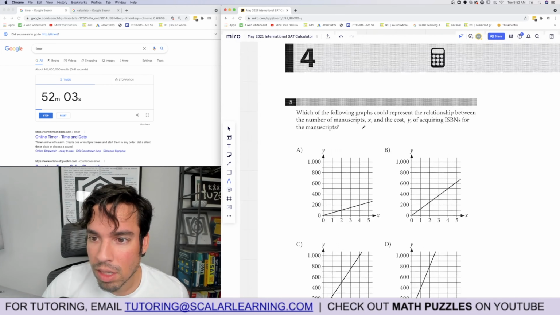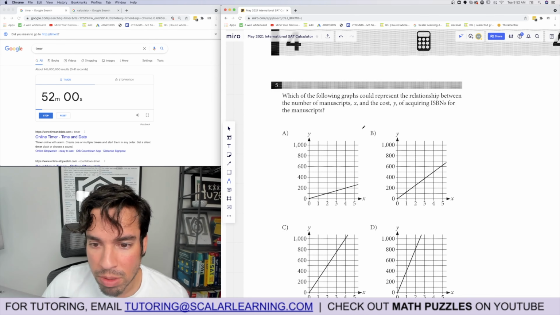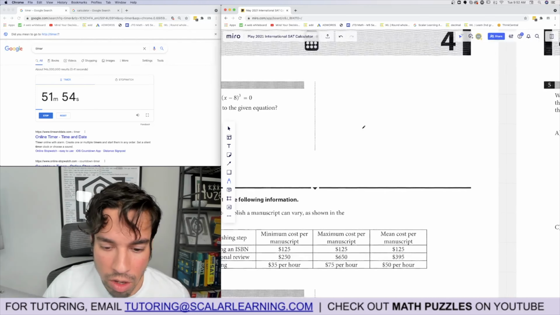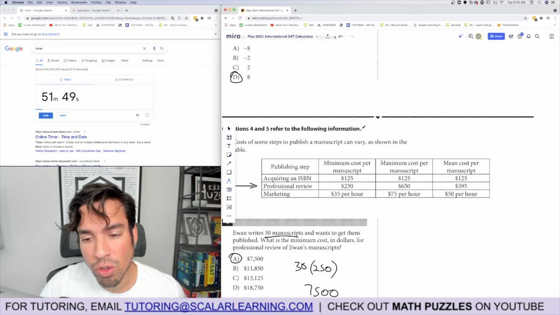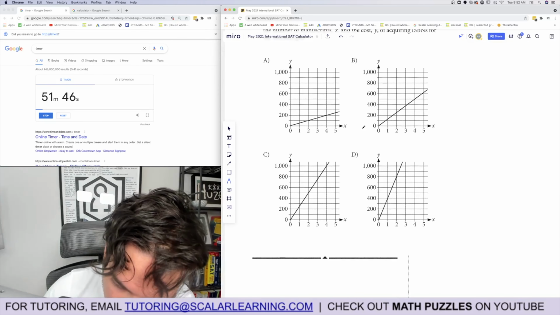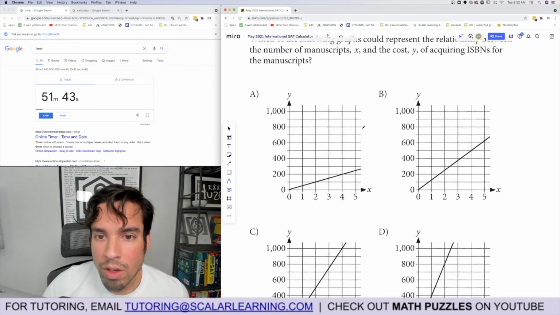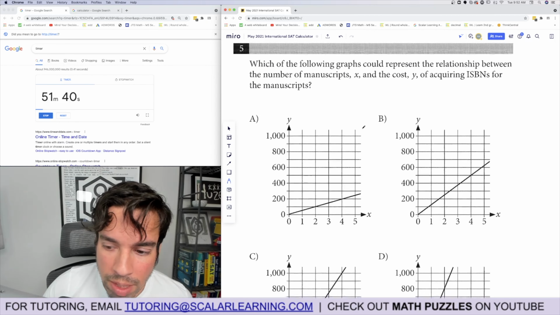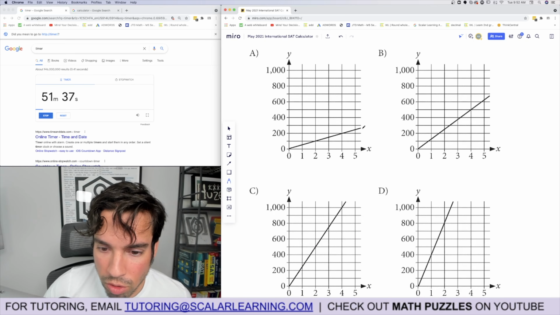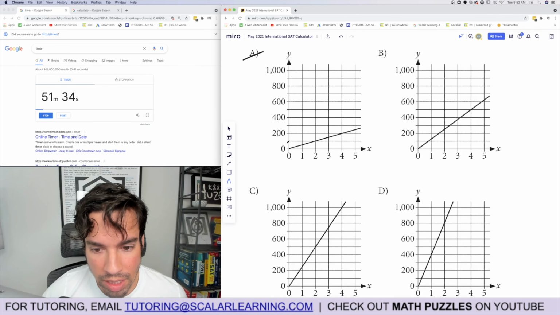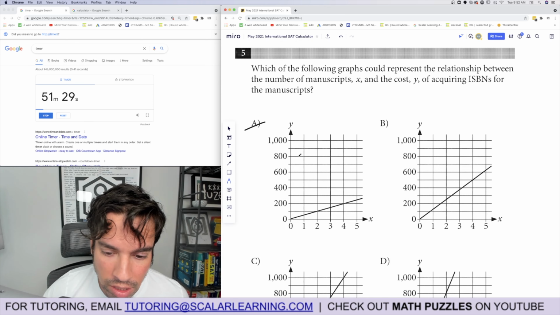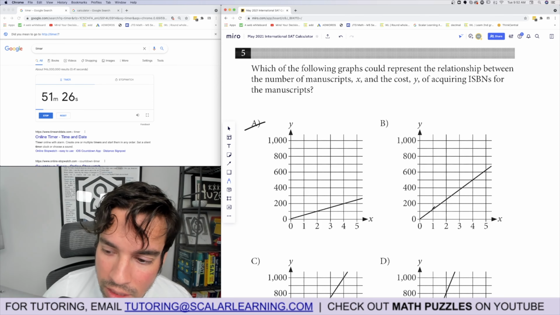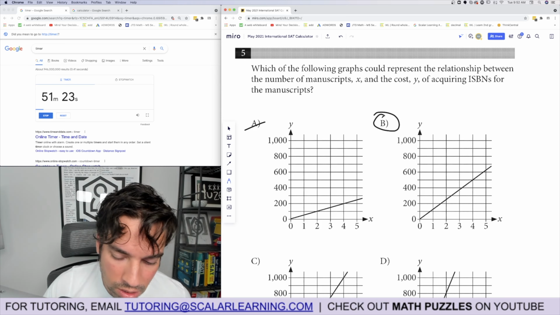Number 5 is on the next page. Which of the following graphs could represent the relationship between the number of manuscripts and the cost of acquiring ISBNs for the manuscripts? Now, the cost is always 125 per manuscript. So we should have a constant slope of 125 over 1. Okay, let me get the right zoom back in. And by the way, it should start at the origin. Okay, all of them start at the origin. This one's out because it doesn't intersect 125 at 1. This one does. This one looks correct. It's probably B, but let's just discount the other ones first.